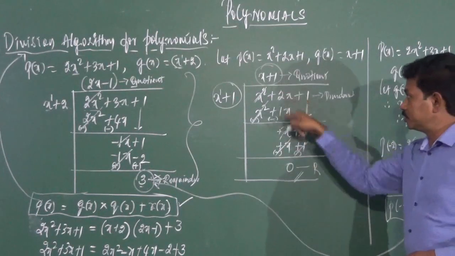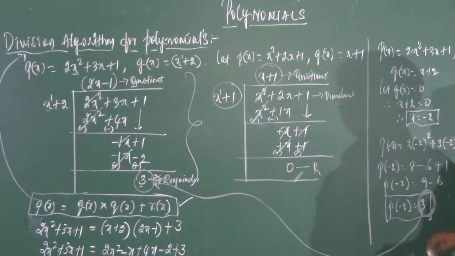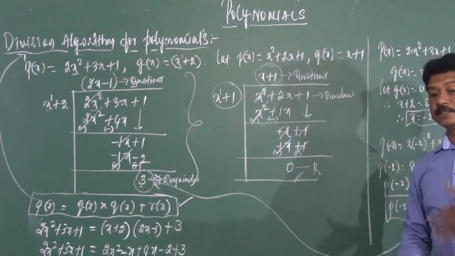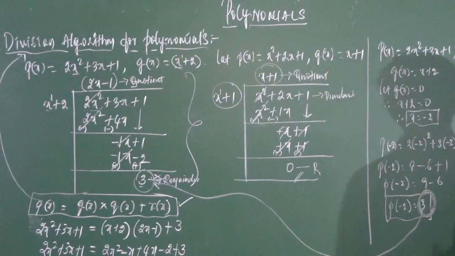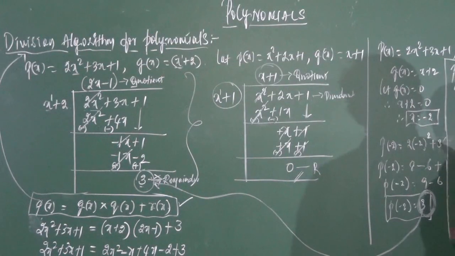Let us check this one. Sir, maybe what we have done is a coincidence, sir. Give us another example. Okay, no problem. Take another polynomial. p of x is equal to x square plus 2x plus 1, and g of x is x plus 1. This is a separate problem. Let us do this now.